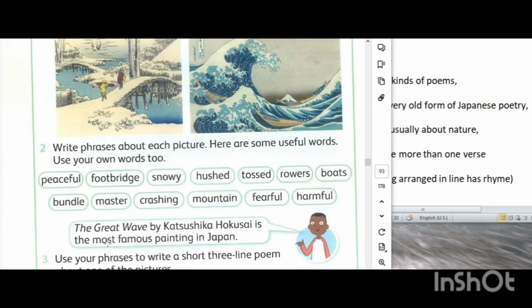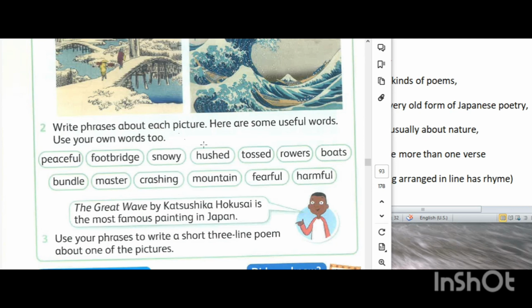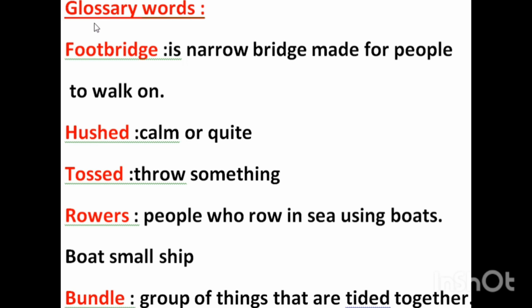The next question: write phrases about each picture. Here are some useful words. Use your own words too. You can make other words, but you can use these to make sentences to describe the picture. Peaceful, footbridge, snowy, hushed, tossed, rowers, boats, bundle, muster, crushing, mountain, fearful, harmful. Before I begin with you, you must know the meaning of every word. I wrote a glossary for you to see the meaning of every word. This is the glossary of words.